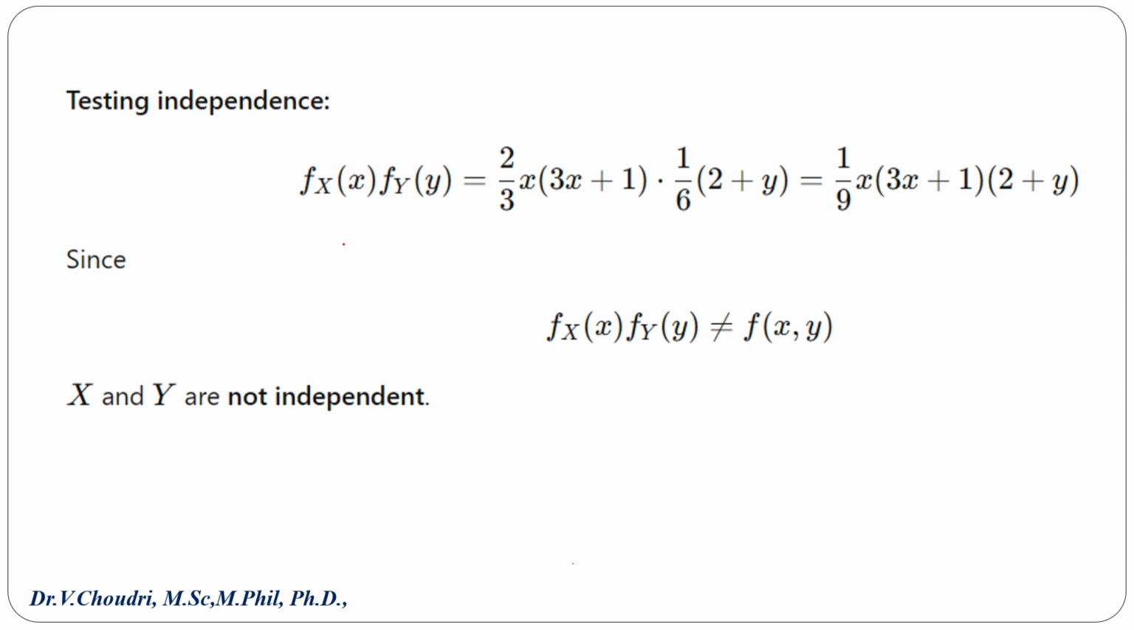Now we have the required data. Now we have the marginal density functions of x and y. See, 2 by 3 into x into 3x plus 1, and 1 by 6 into 2 plus y. Multiplying this, I am getting 1 by 9 into x into 3x plus 1 into 2 plus y. So what is f of x, y? That is x square plus xy divided by 3. So both are not equal, hence x and y are not independent.